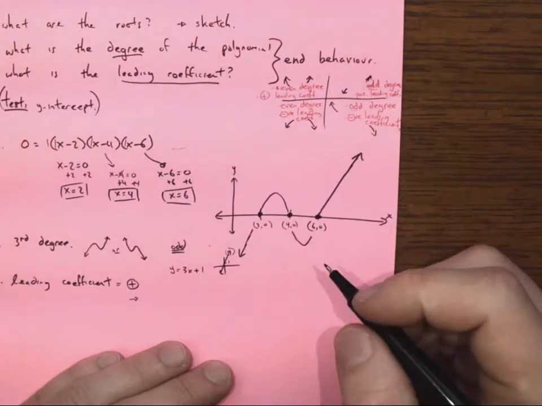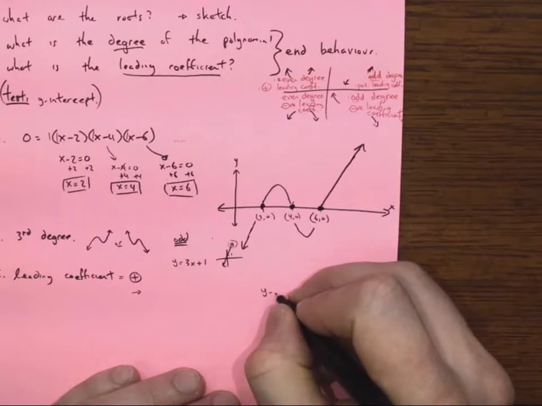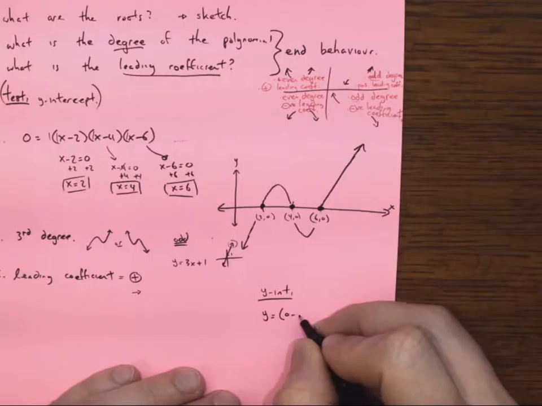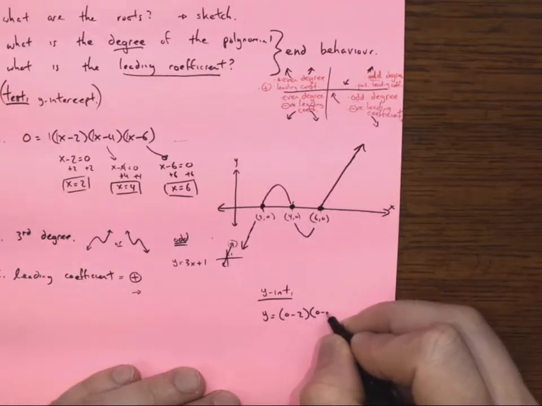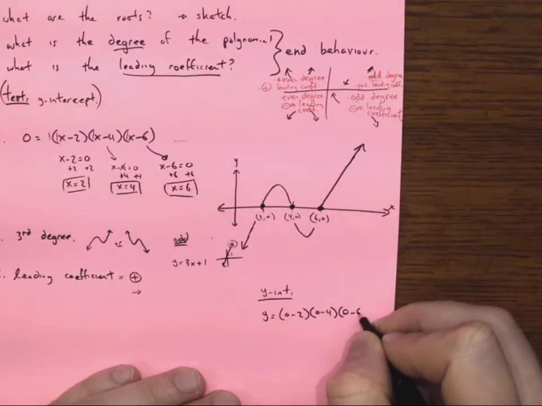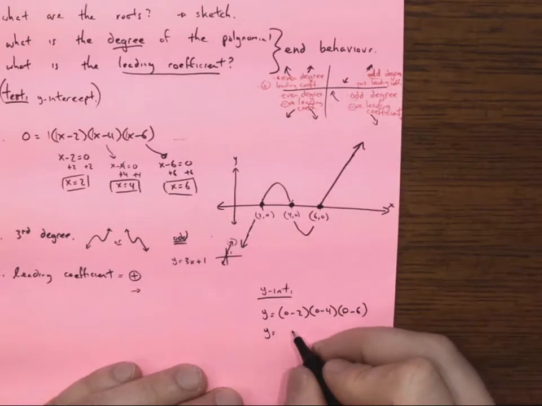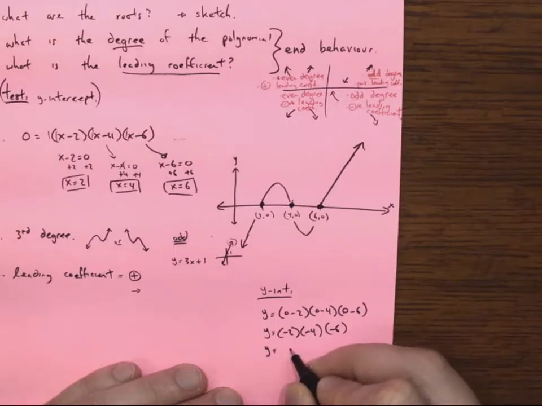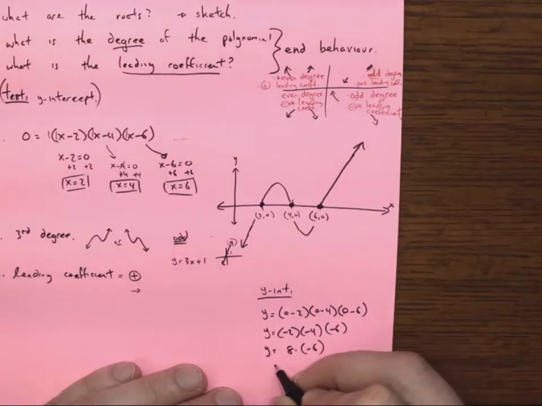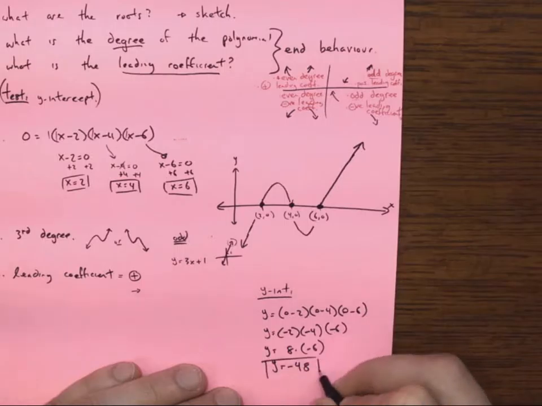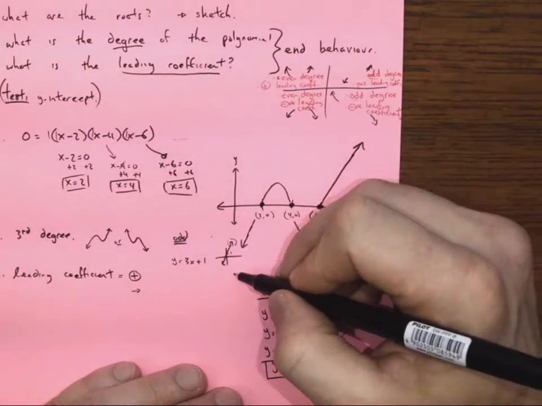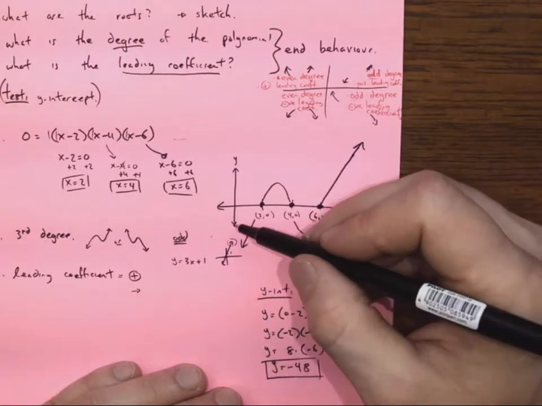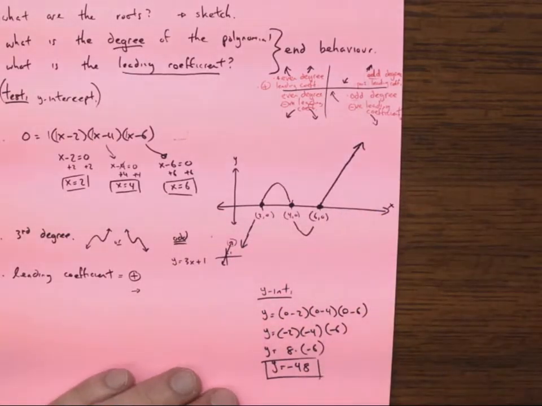And that means my y-intercept is negative. So I'm just going to double check with my y-intercept to make sure it's negative. So I'm going to say my y is equal to 0 minus 2 times 0 minus 4 times 0 minus 6, which is actually just a way of saying negative 2 times negative 4 times negative 6, which is 8 times negative 6. So y is negative 48. And it's negative, so that's okay. That actually works with our graph. We'd have a negative y-intercept. All right.